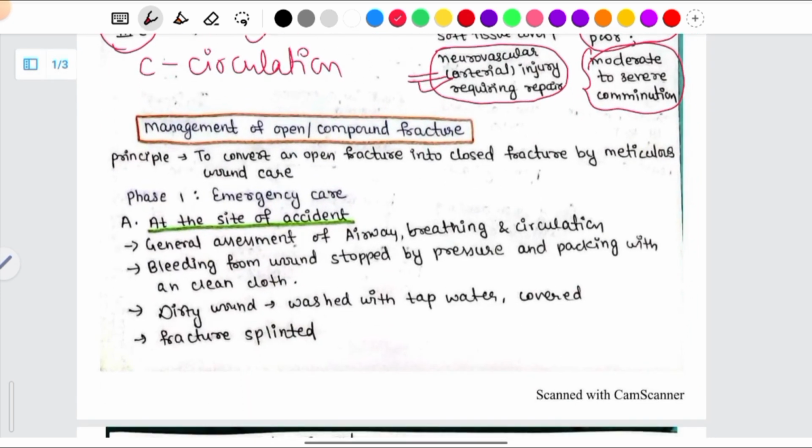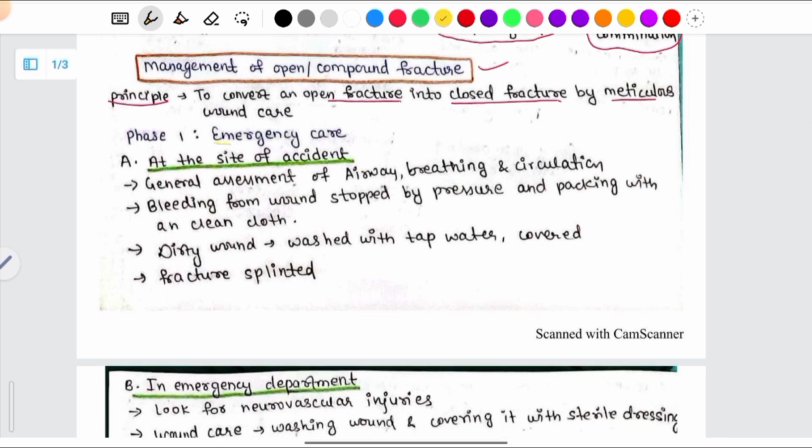In management of open compound fracture, our principle is to convert the open fracture into a closed fracture by meticulous wound care. Phase 1, emergency care. It is given at the site of the accident and in the emergency department. At the site of the accident, we do a general assessment of ABC: airway, breathing, circulation. If the wound is bleeding, it is stopped by pressure and packing with a clean cloth. If the wound is dirty, it is washed with tap water and covered.